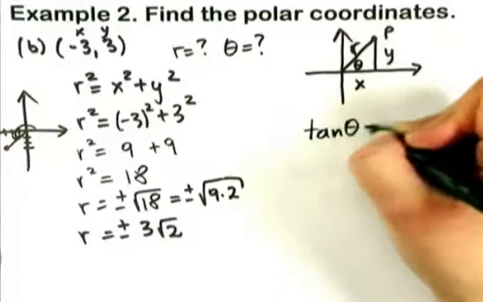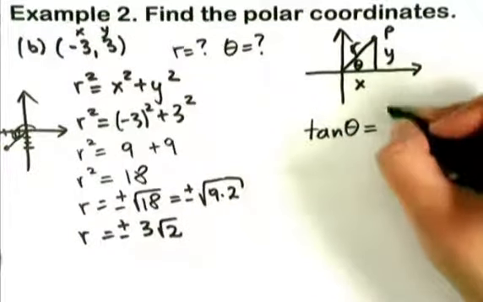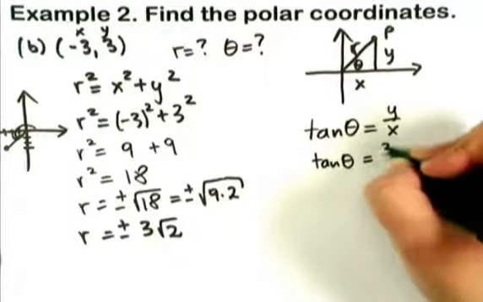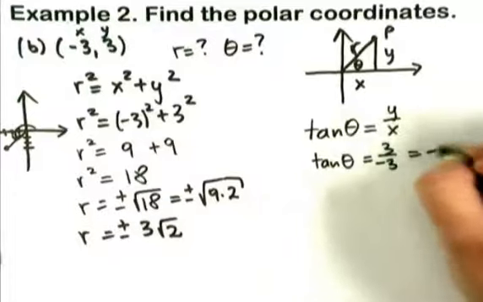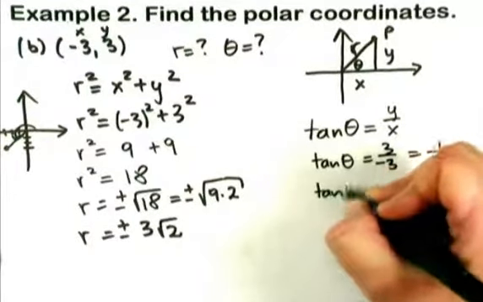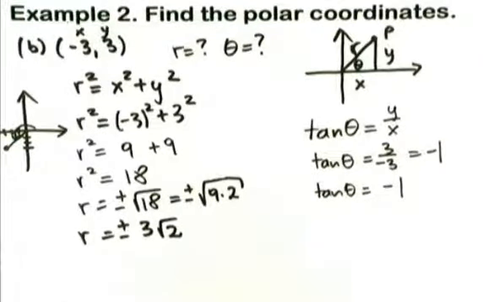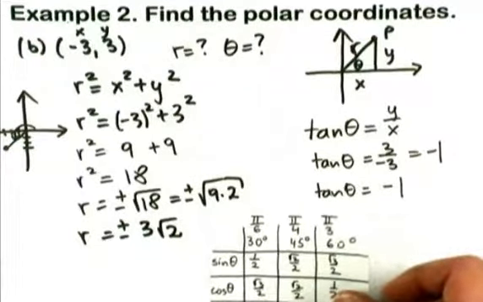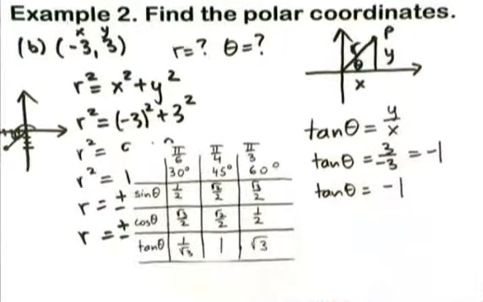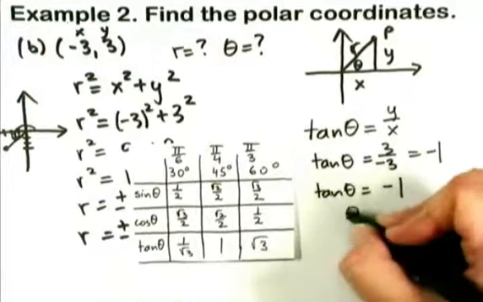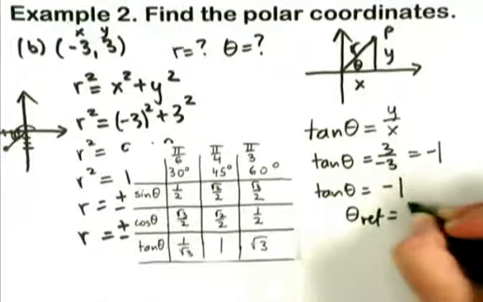Tangent theta is equal to y over x. So tangent theta is equal to 3 over minus 3, which is negative 1. So tangent theta is equal to negative 1. For the reference angle, we take it from the chart, where tangent theta is 1. This is my chart. The reference angle, where tangent theta is 1, is pi over 4.